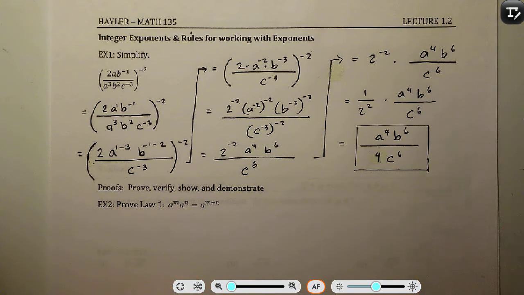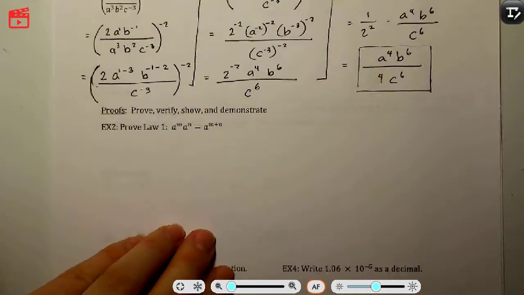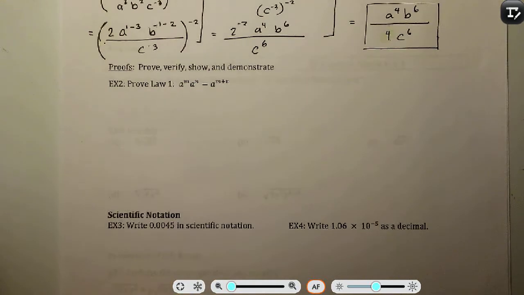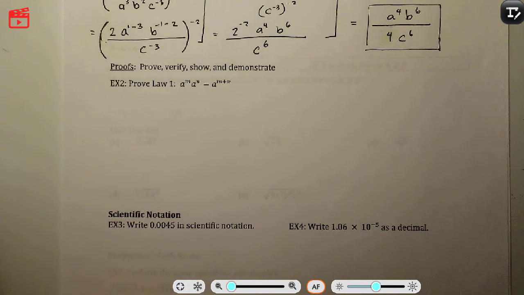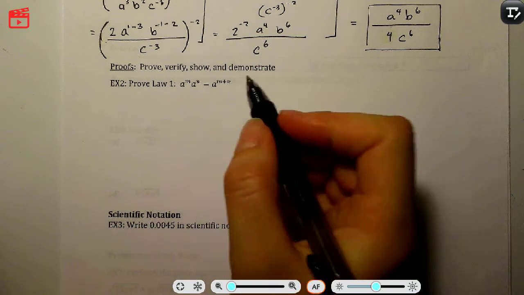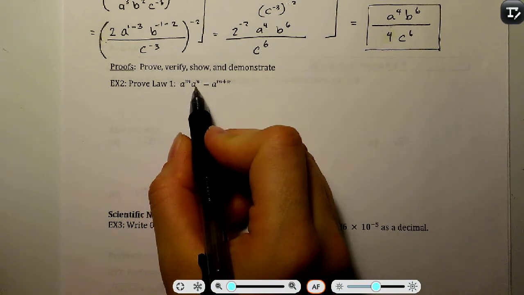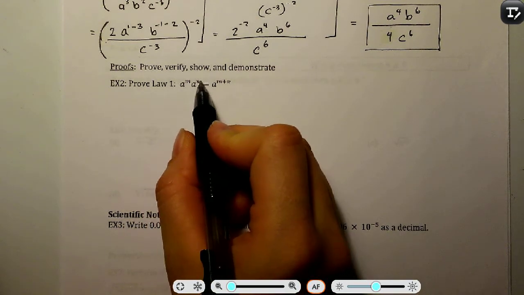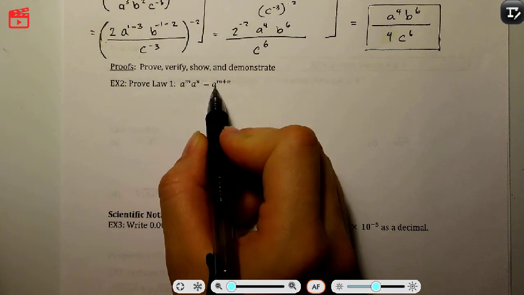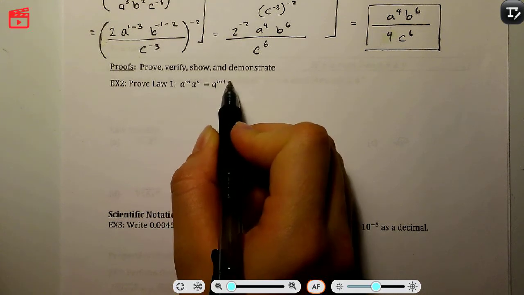Okay. There's one instance when you're allowed to leave your exponents negative, and we'll get to that shortly. Okay, we're going to do a quick proof. So this is a law that we know a lot for laws of exponents. If you have the same base, a to the m times a to the n, what you can do is say keep the base and add the exponents.